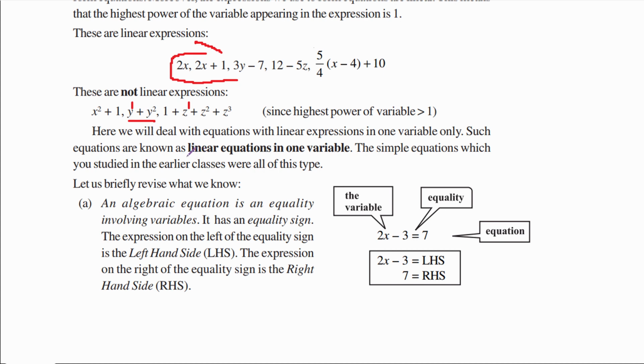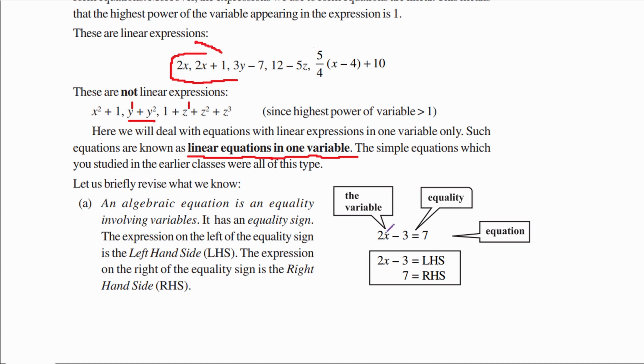Simply, if you break it down, linear equations means the variable has a single power, and we will consider only one variable because you are in the learning phase. This is a new concept to you. Therefore, we will only restrict ourselves to linear equations in one variable. The simple equations which you studied in the earlier classes were all of this type. Let us briefly revise what we know.